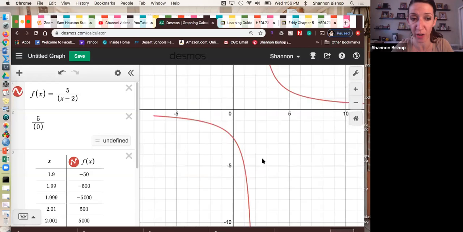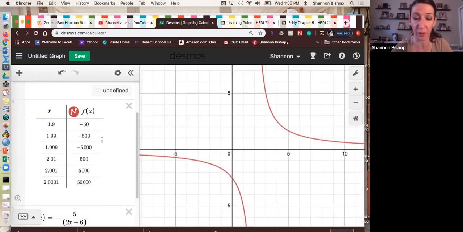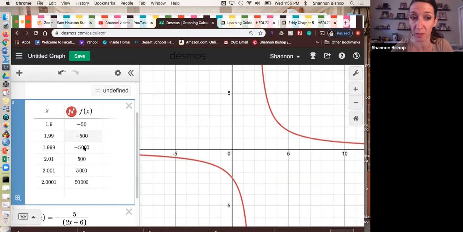So that's why I wanted you to have that other table in there, to show that just because you can't plug in the number 2 doesn't mean you can't get really, really close to it. And notice you get really, really big answers as you get closer and closer to that boundary. Again, when I say boundary, I mean the number that doesn't exist. You can't plug in 2 in this case. So 2 is your boundary.